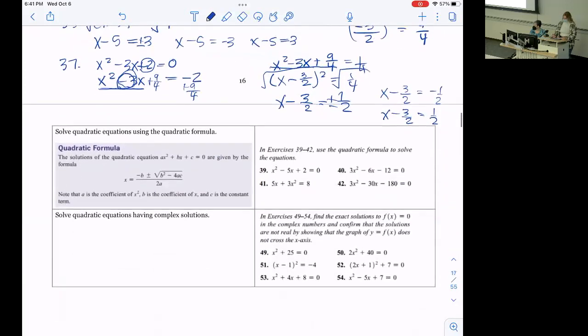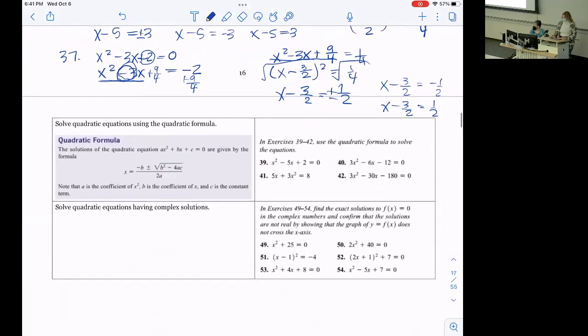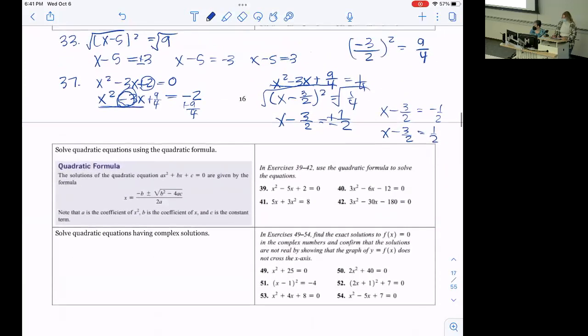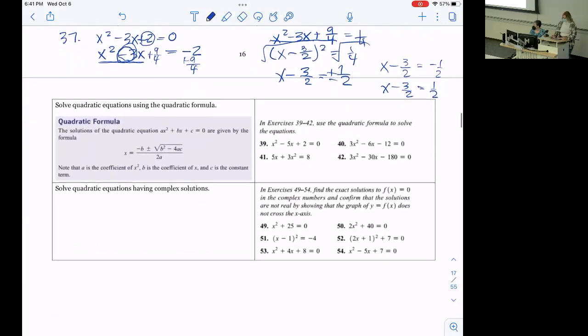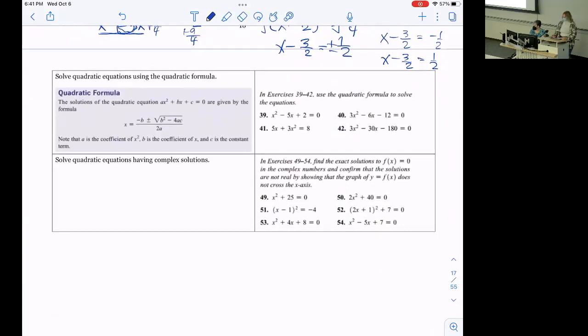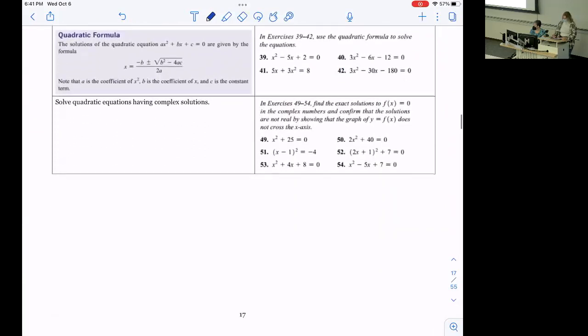All right, so to make sure we're getting through everything, does anybody have any questions over using the quadratic formula? Pretty comfortable with that? Okay. What about solving quadratic equations having complex solutions? So meaning that i is going to show up. Any questions over those types of problems? Can you do 52, please? Sure. 52.